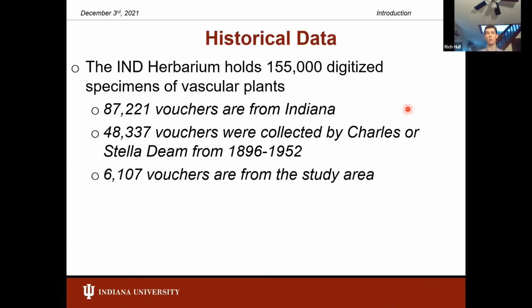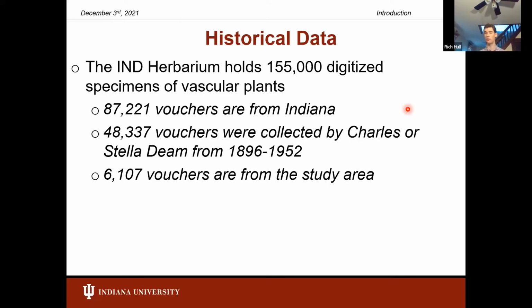So lastly, the really important component of this research is having historical data. The herbarium here at Indiana is a research collection where voucher specimens are stored. And these voucher specimens are physical preserved specimens of plants that literally vouch that a plant existed at a specific location at a specific date. And the herbarium here holds 155,000 of these. Importantly, these are digitized specimens. So they're images online of these, and the label data is transcribed and it's available for research.